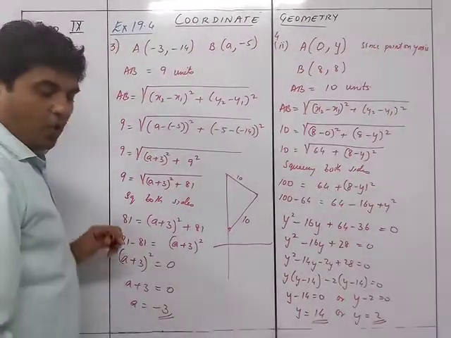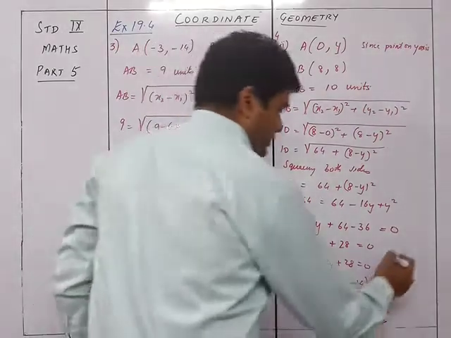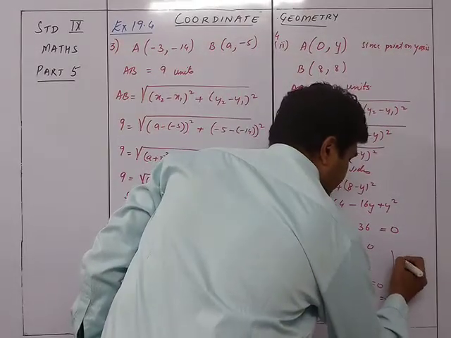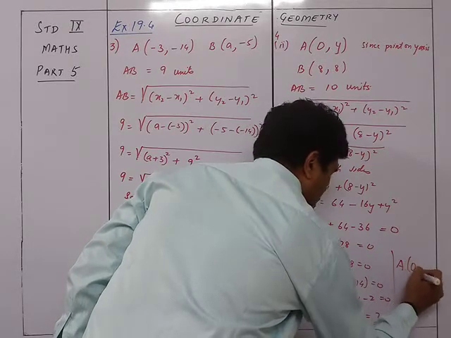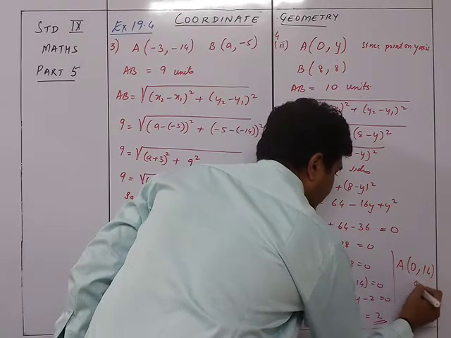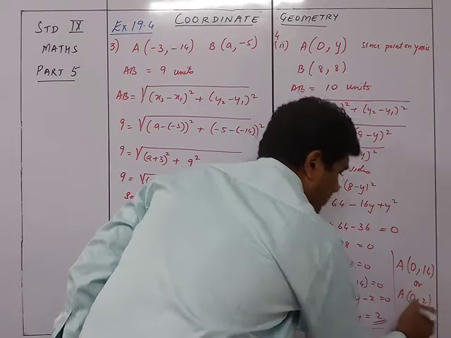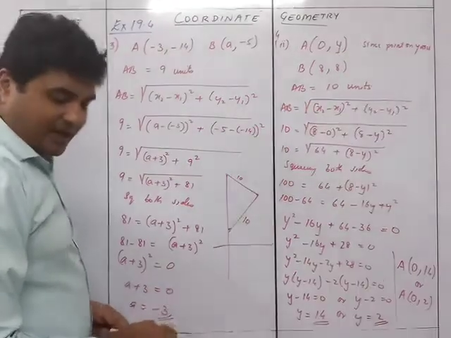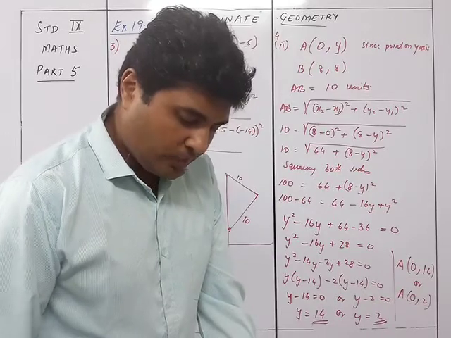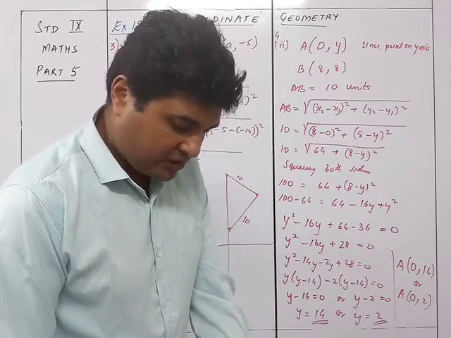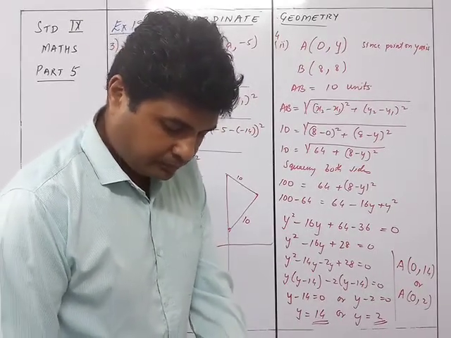So we need to find out the coordinates of the point. The answer will be that point, we'll take the point as A. So A could be 0 comma 14 or A is 0 comma 2. Both the answers are correct. That 0 comma 14 or 0 comma 2 will be the answer for question number 4, second part.